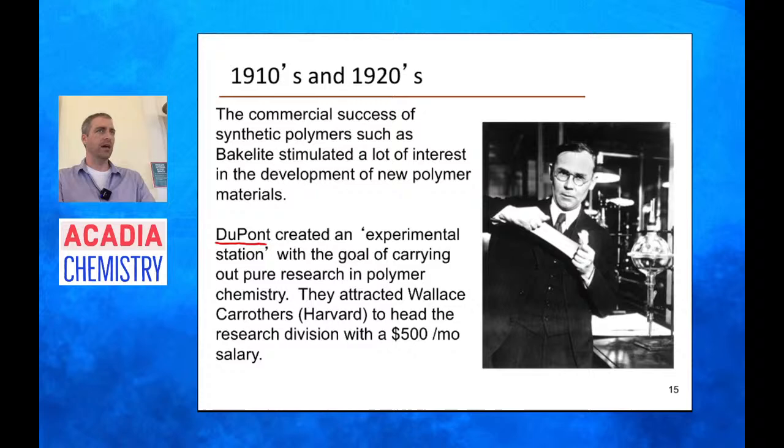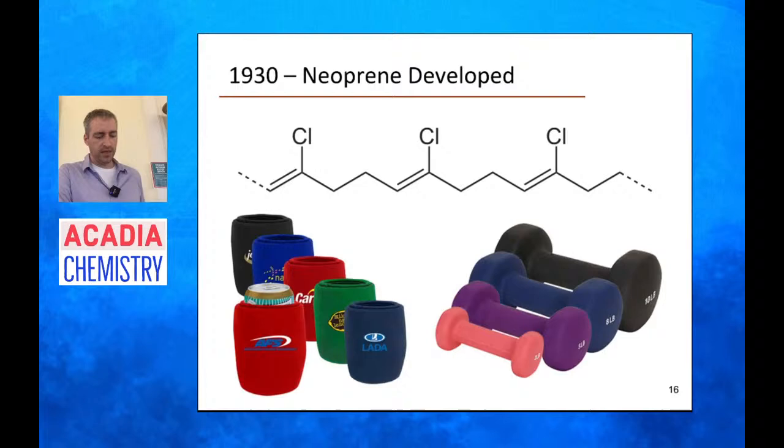He did eventually go to DuPont, and he did start doing research on this new field of polymer chemistry. And almost immediately, in 1930, they developed the first new plastic out of the experimental station, which was then patented and sold by DuPont. It's called neoprene. And neoprene is still used widely today. It has this particular subunit you see right here, repeated again and again. These are all carbons in a chain with chlorines on every fourth carbon.